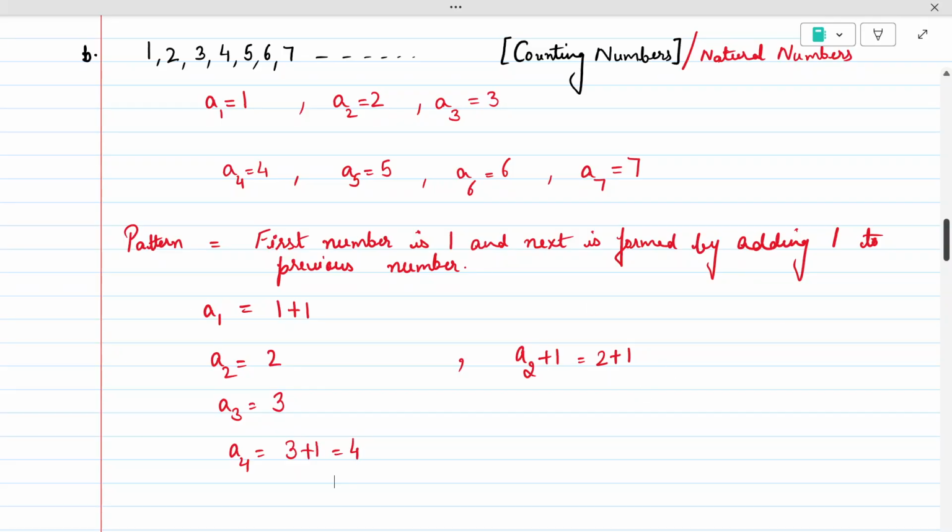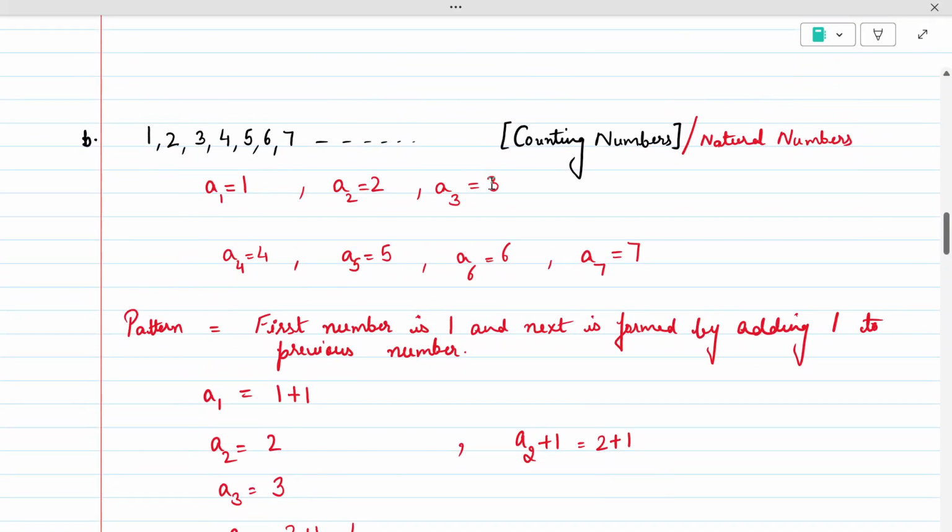So in this particular sequence, we can say it starts with 1 and we are getting the next number by adding 1 to the previous number. We added 1 to 1, we got 2. 1 to 2, we got 3. 1 to 3, we got 4 and so on.